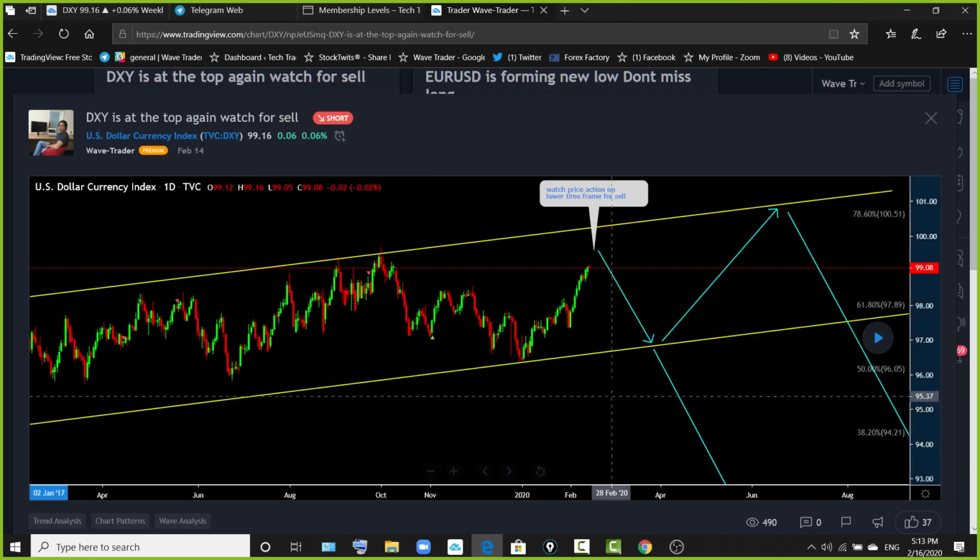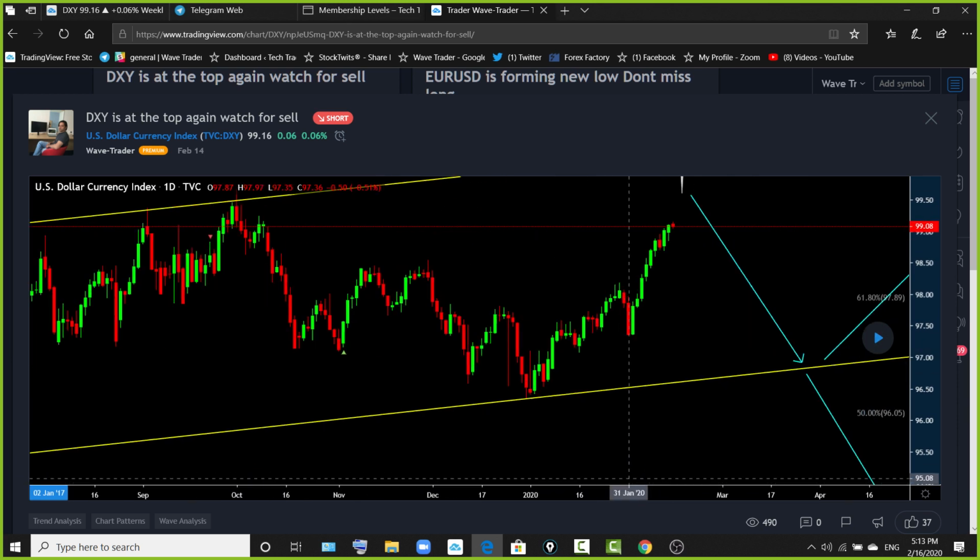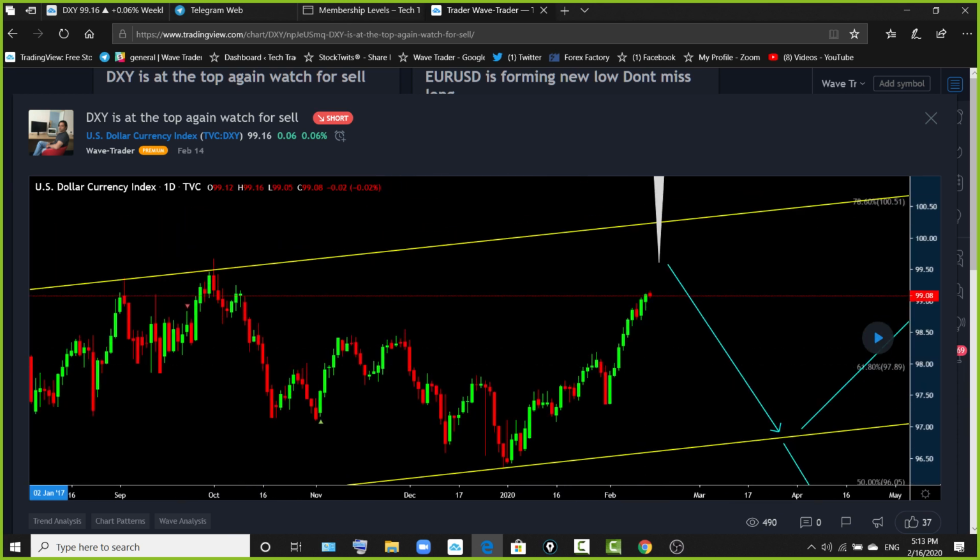Very much the same analysis as the euro dollar. Price is slowly pushing up. It's not so aggressive, but it can drop aggressively at any time. Same analysis as last week. Price slightly went higher. It was forming a correction on the lower time frame and was pushing higher correctively. So, drop aggressively.